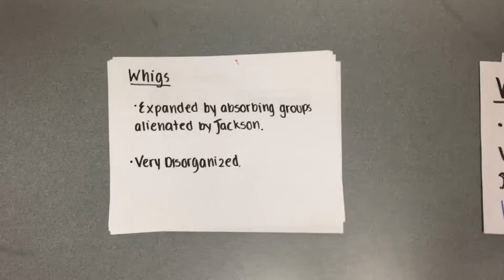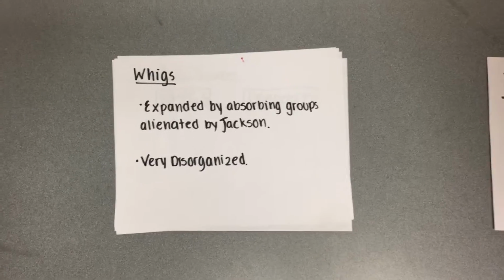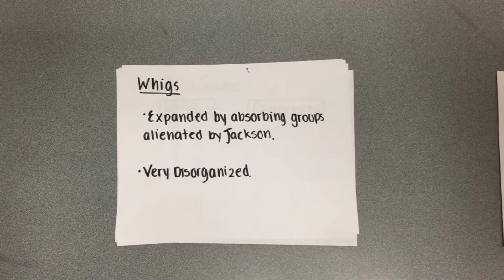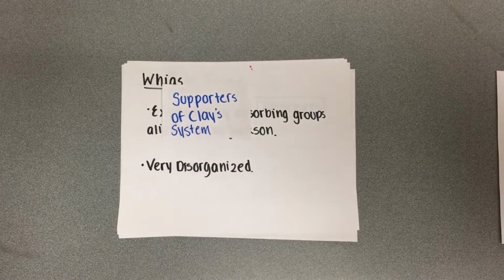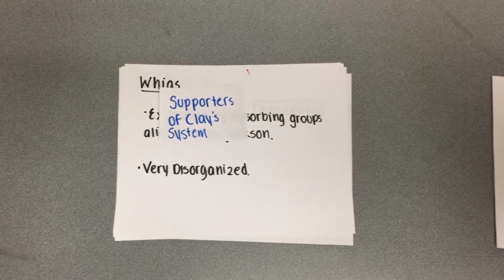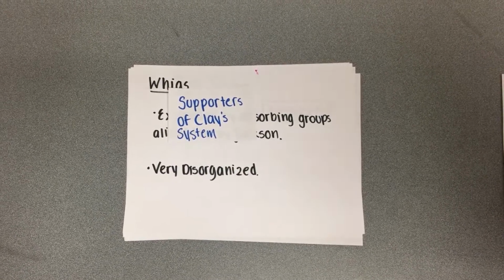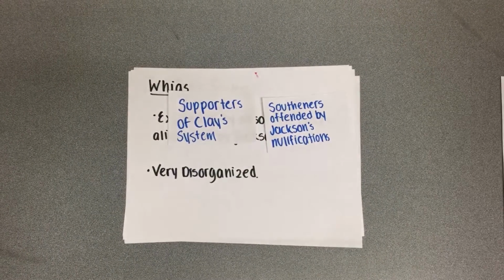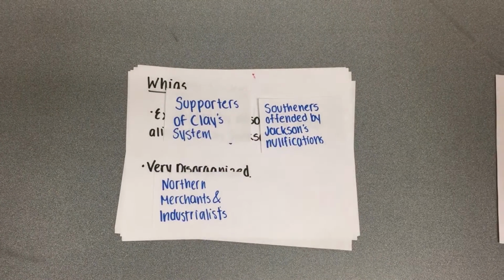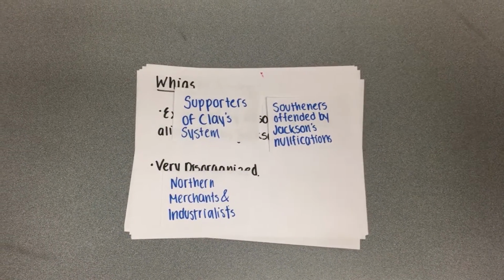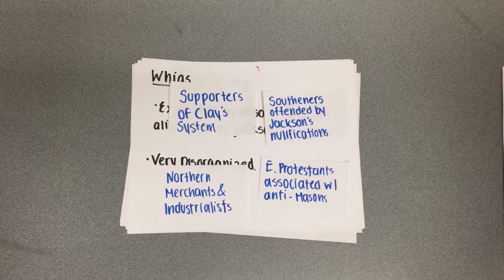With Clay and Calhoun's opposition as a starter, the Whig Party expanded through absorbing other groups that were alienated by Jackson. Among them were the supporters of Clay's American System, which was an economic system that envisioned many policies similar to the Federalist ones, such as protective tariff. And Southerners, angered by Jackson's opposition to states' nullification rights. Northern merchants and industrialists, and many evangelical Protestants associated with the Anti-Masonic Party.